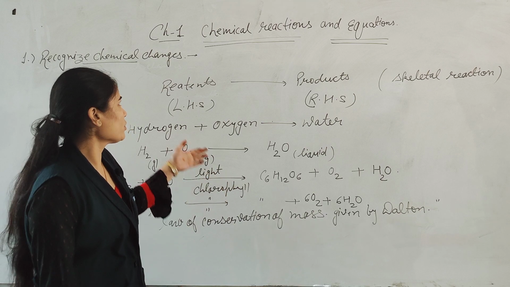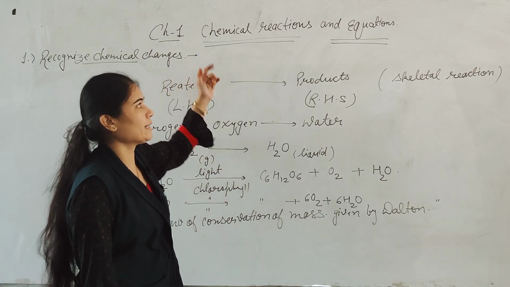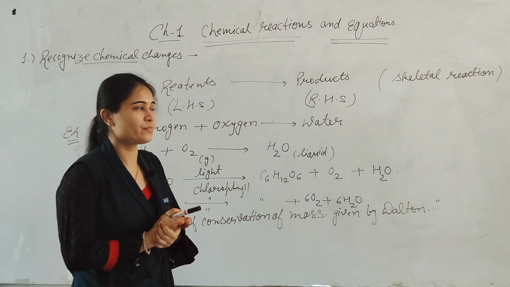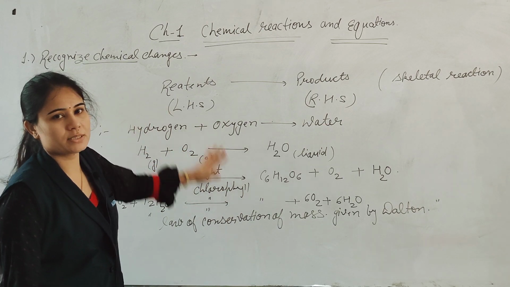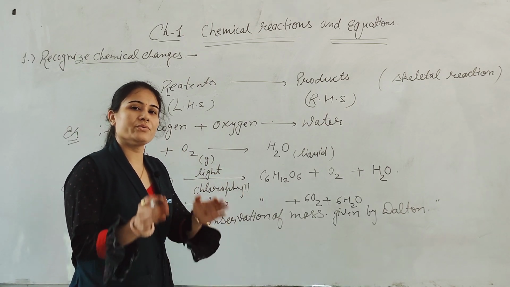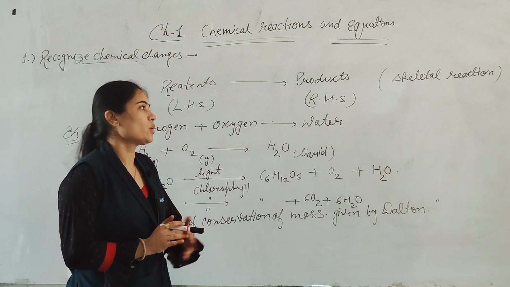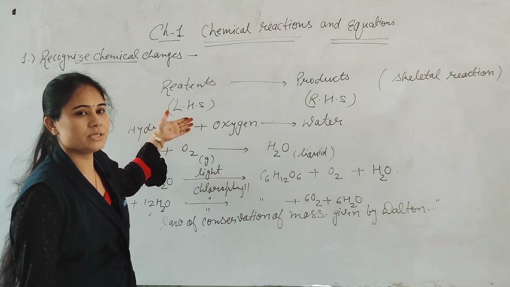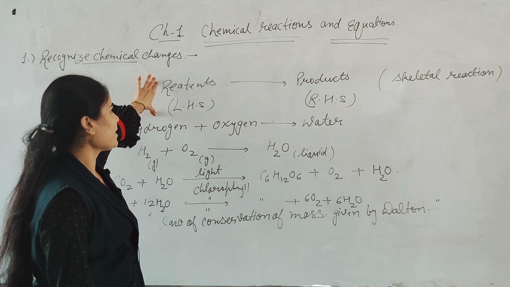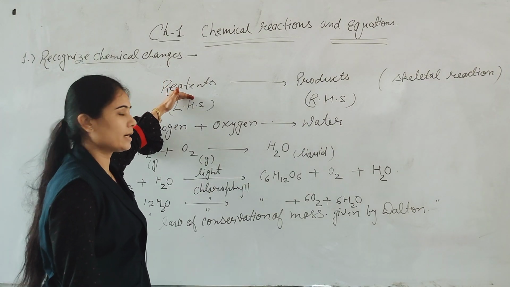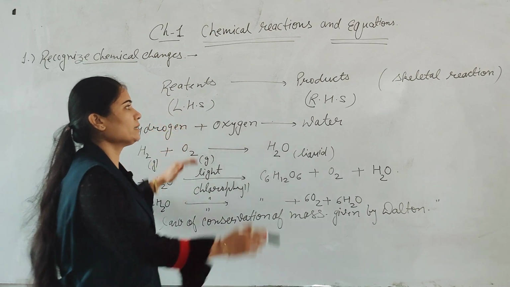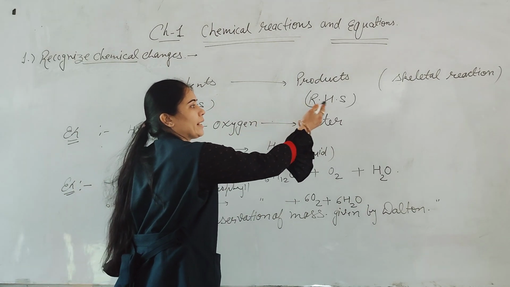Now today I am telling you about the first chapter of chemistry, that is chemical reactions and equations. Firstly, I am giving you the knowledge to recognize chemical changes. That means firstly we will take any reaction which has many types of changes. Just like when we are writing a chemical equation, this is the reactants, that means the left hand side, and this will give the product, that is the right hand side.